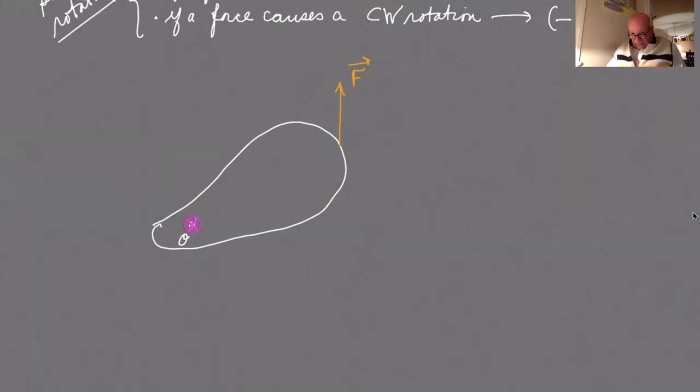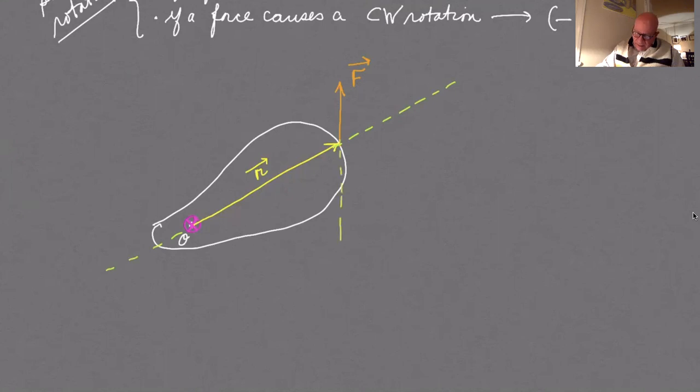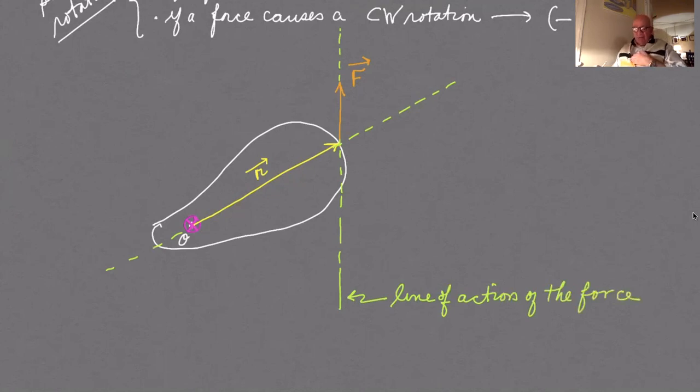But let's look at this a little bit carefully, because of the relationship now. Remember what r is: r is going to be the distance from the axis of rotation to where the force is applied. So here's our r vector, here's our force vector, all right? Now, let me do a couple of things here. First off, I'm going to draw a dotted line through here. And I'm also going to draw a dotted line here, which actually encompasses the force. As a matter of fact, we call this the line of action of the force, okay?